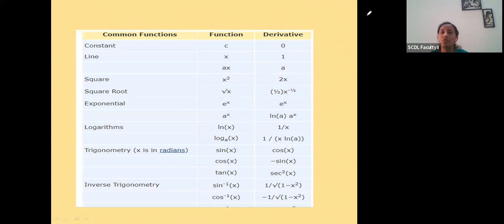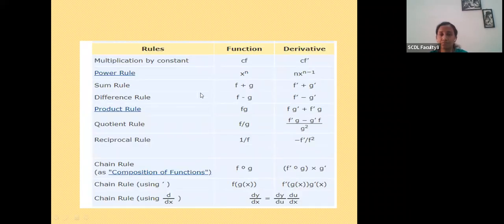Now we will go with the other sum rules. Here, multiplication by constant. Multiplication by constant in this function is given for making the derivatives, that's cf. So instead of cf, you have to write their derivatives, that is cf dash. Power rule, I have already explained this: x raised to n gives n x raised to n minus 1. Sum rule is f plus g.